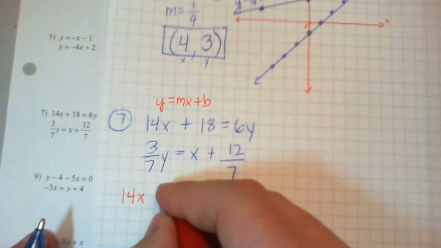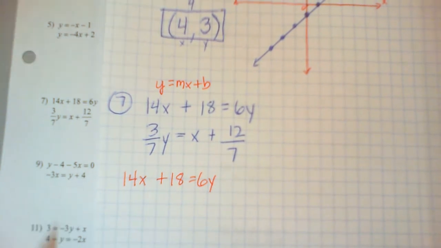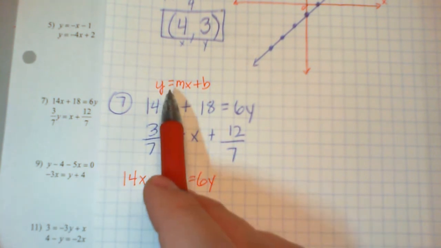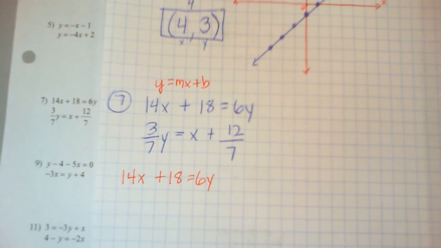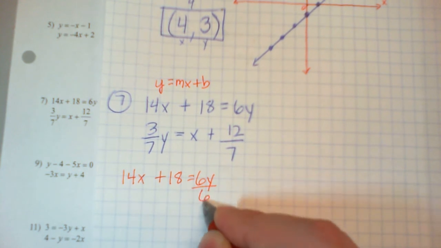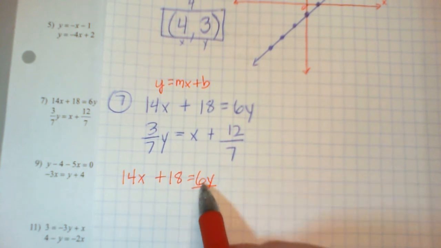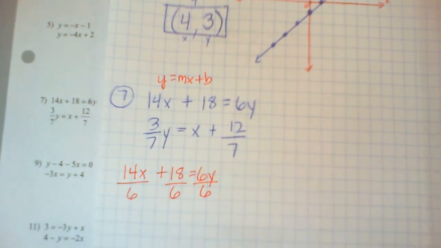14x plus 18 equals 6y. So I want to put 14x plus 18 equals 6y in this form, y equals mx plus b. So I have to move some numbers around, and we know how to do that, students, through inverse operations. So the first step, I'm going to divide everything by 6 in order to get this coefficient of 6 off the y. So what I do to one side, I must do to the other. So I have to divide everything by 6.